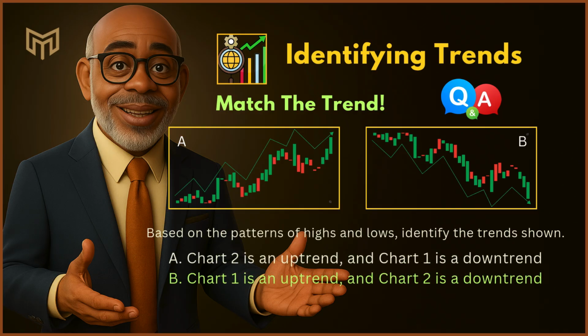The correct answer is B. Chart 1 is an uptrend. Chart 2 is a downtrend. If you got this one correct, well done. You correctly identified the trend based on how the highs and lows are progressing. Spotting trends like this is a key part of understanding market momentum.